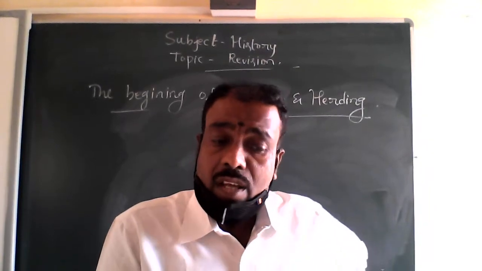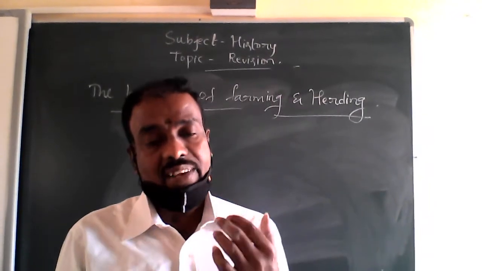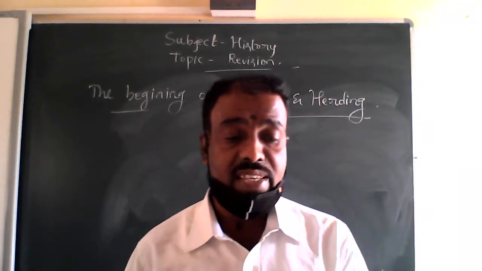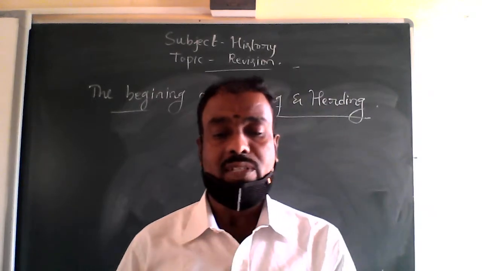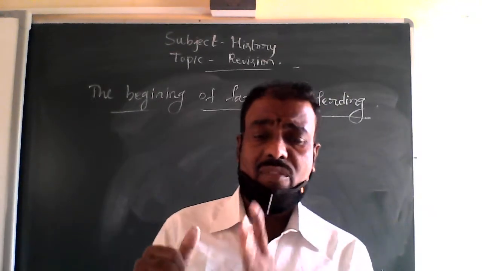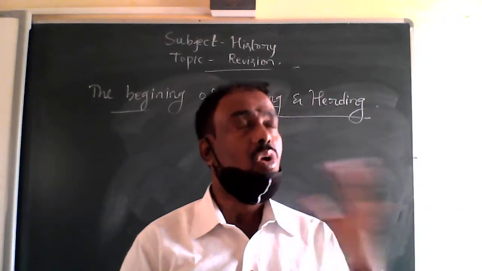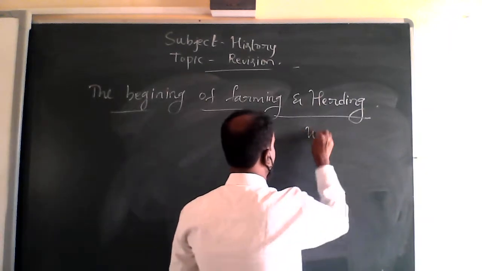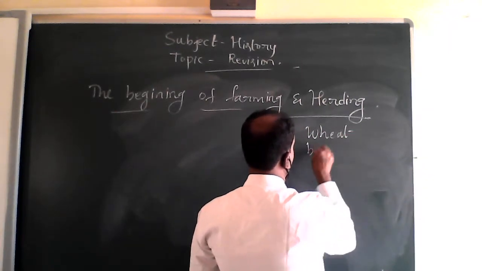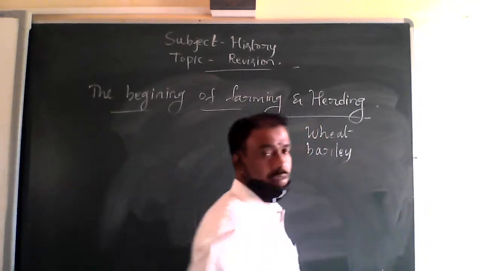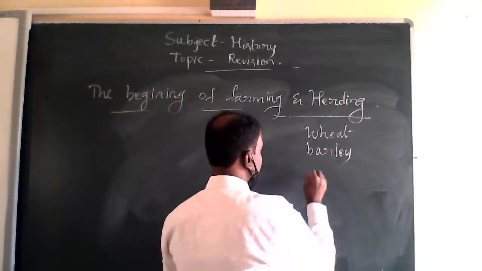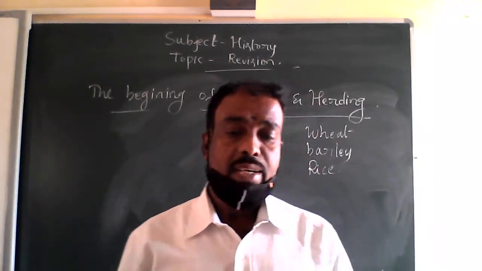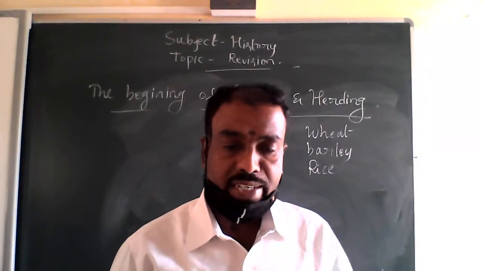Dear students, this was also a time when several grain-bearing grasses, including wheat, barley and rice, grew naturally in different parts of the subcontinent. These were some of the common grains grown in different parts of the subcontinent: wheat, barley, and rice.